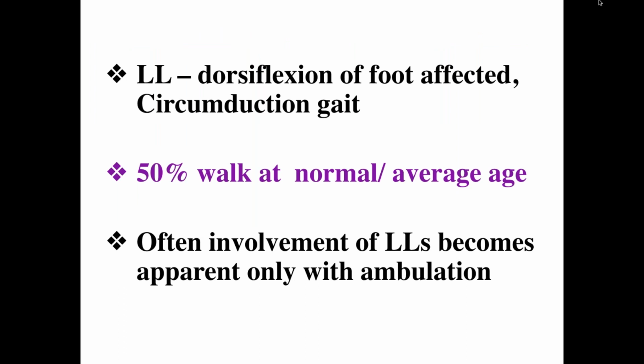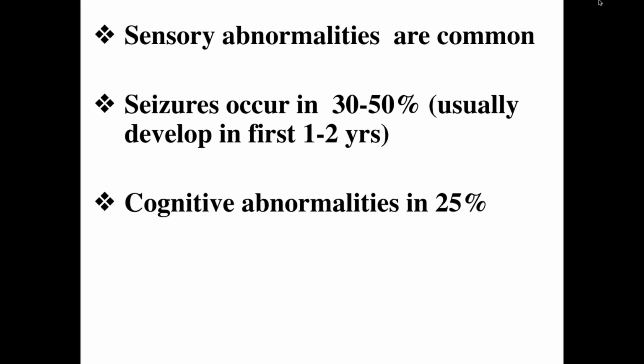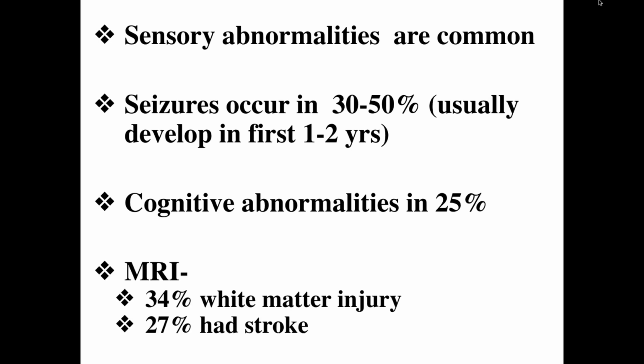So the picture seems to be gradually appearing. It would apparently look like a progressive disorder, that initially only the upper limb was involved, later the lower limb was also involved. So even though it apparently looks like a progressive disorder, the lesion is static and the symptoms manifest only with myelination and when the child learns to use that part or starts developing that milestone. 50% of these children would start walking at normal or average age. Because there is an ischemic stroke, seizures are very common, cortical sensations are also affected, and cognitive abnormality is seen in as high as 25% of children or so.